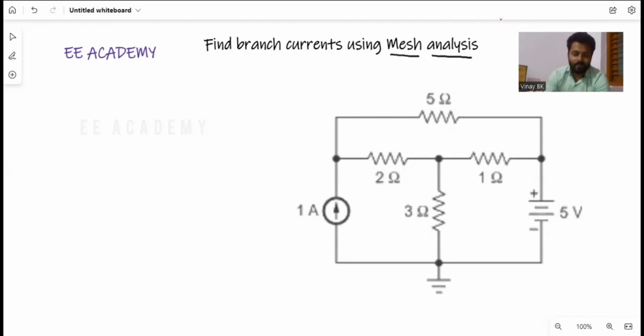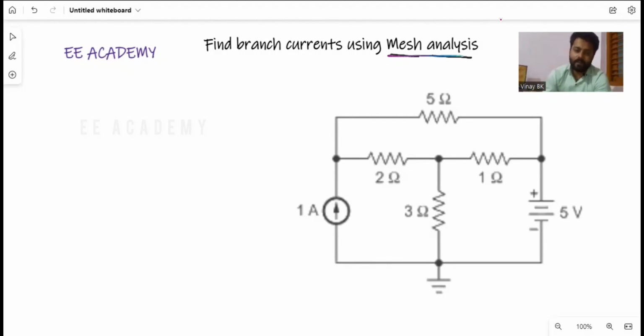So myself Vinay BK. Without wasting time, we'll go for the second problem of mesh analysis. That is a kind of different problem. We can also call that a super mesh analysis problem. I'll write it again: super mesh analysis problem. I'm calling this super mesh analysis because there is a current source in one of the branches. If there is a current source in any one of the branches, then you can call that circuit, or that analysis, super mesh analysis.